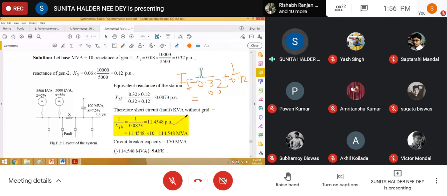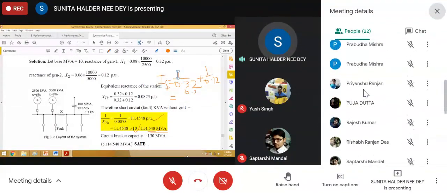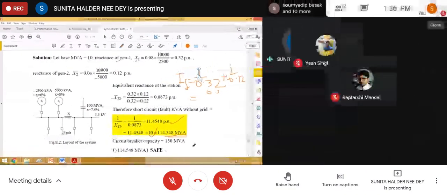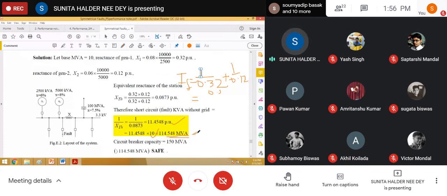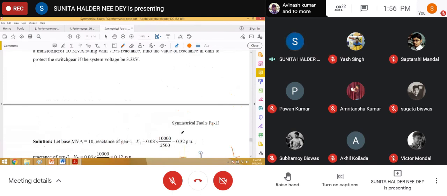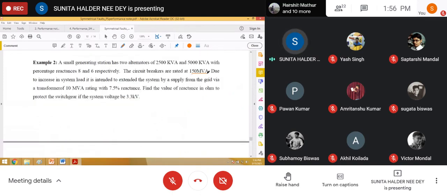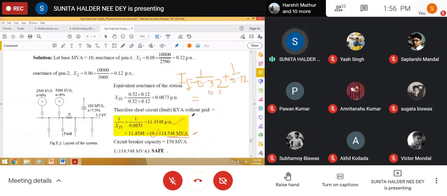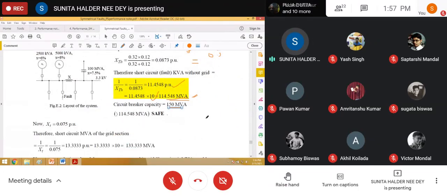Fault current and fault MVA are same because pre-fault bus voltage is 1 per unit. So if I multiply the fault MVA by base MVA, then we can get the actual MVA. So if we forget about grid, transformer, current limiting reactors, all those, then this will be the fault MVA. Then circuit breaker capacity must be more than that. In the example, it is given circuit breaker capacity is 150 MVA. So if the circuit breaker capacity is 150 MVA, then it is right. We could take 120, but this system has taken 150, no problem.